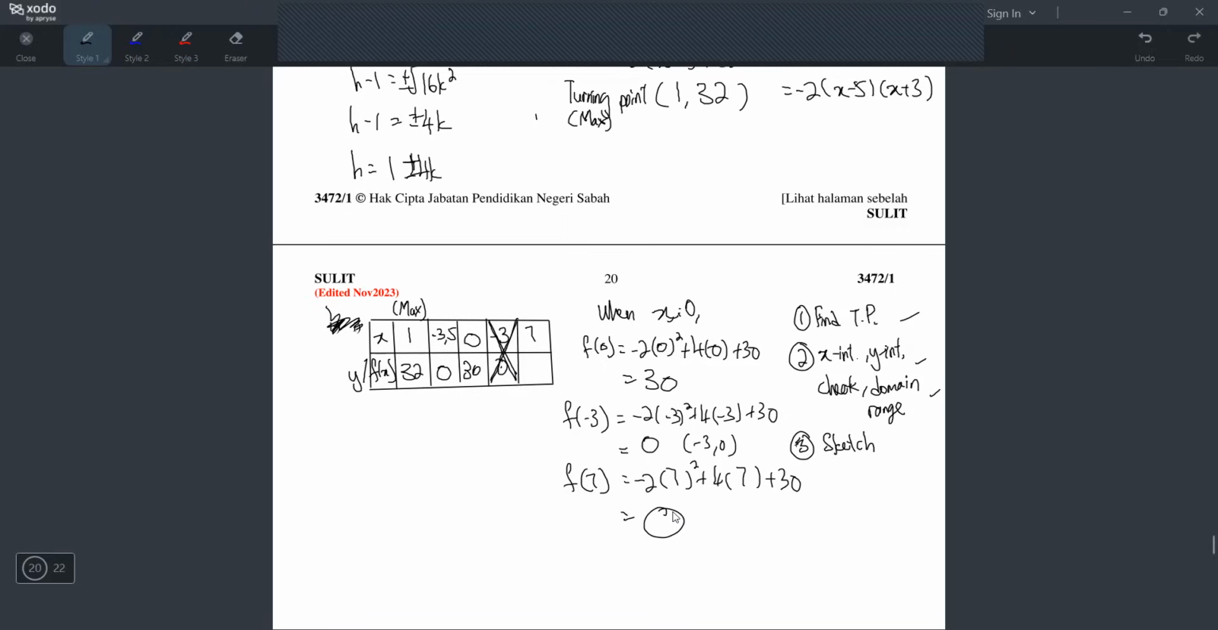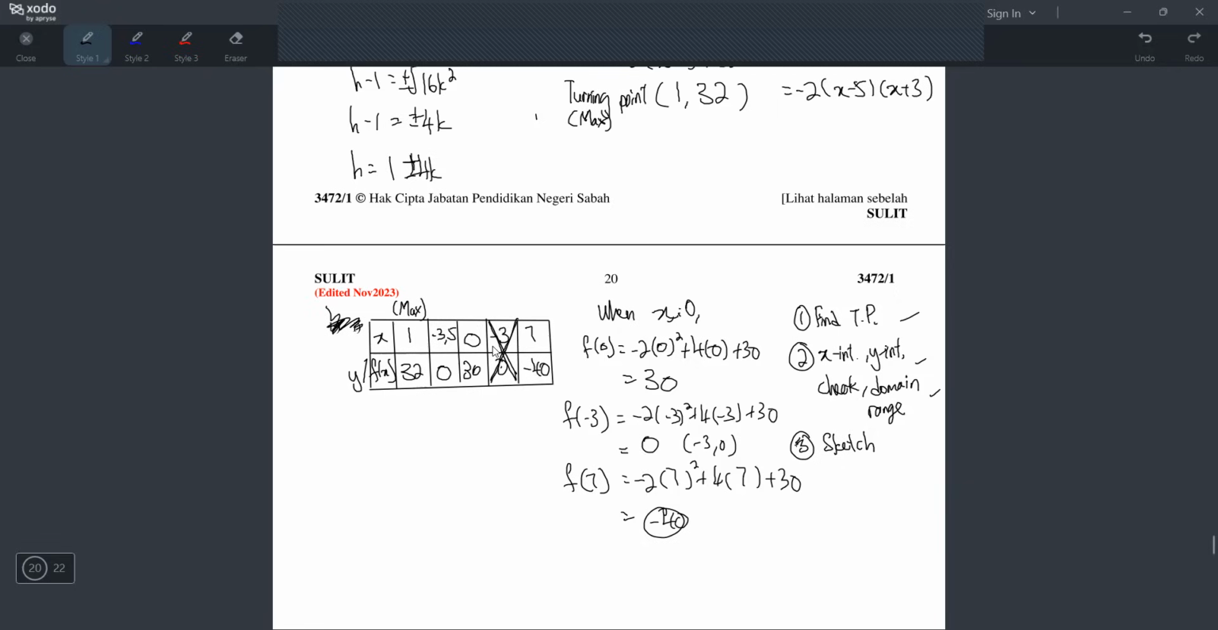So -2 bracket 7 squared, plus 4 times 7, and then plus 30. That gives -40. So the final point, the last point, is (7, -40). Okay, so I repeat one more time. This first one is the turning point. This one is the x-intercept, because y equals 0. This one is the y-intercept, because x equals 0. This one is the starting point.